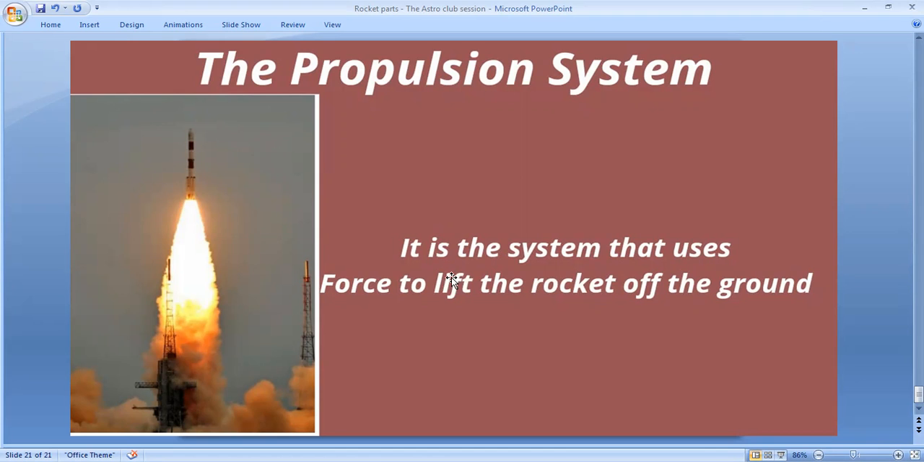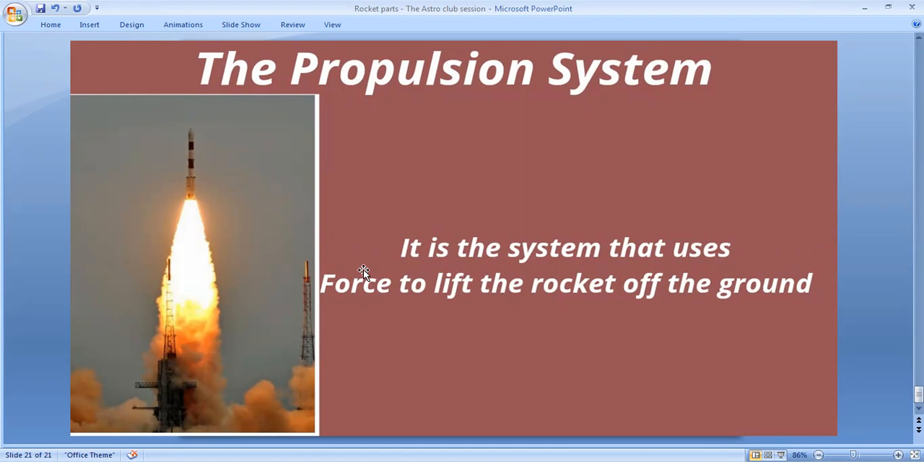The propulsion of a rocket includes all the parts which make up the rocket engine. So the propulsion system means everything related to the engine, like the tanks, pumps, propellants, the rocket nozzle, fuel, all of those things. Rocket propulsion is a system which uses force to lift the rocket off the ground. From the ground, if the rocket has to go into space, we should apply some force. All that force constitutes the propulsion system.